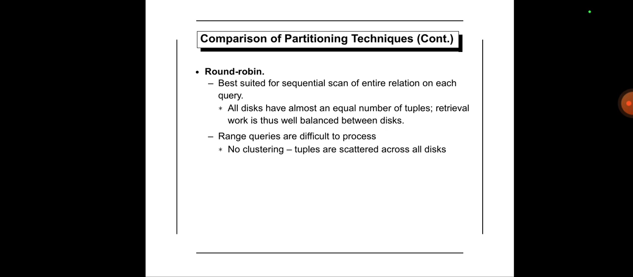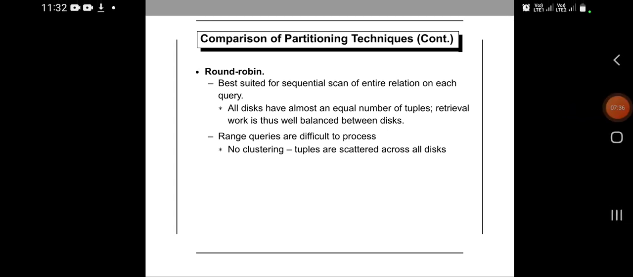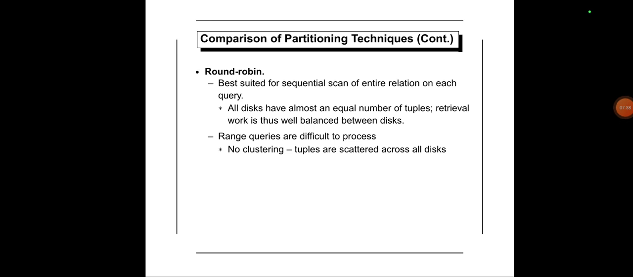Round robin, hash partitioning. Round robin method: this scheme is ideally suited for applications that wish to read the entire relation sequentially for each query. That is, with this scheme, both point queries and range queries are complicated to process, since each of the n disks must be used in the search.